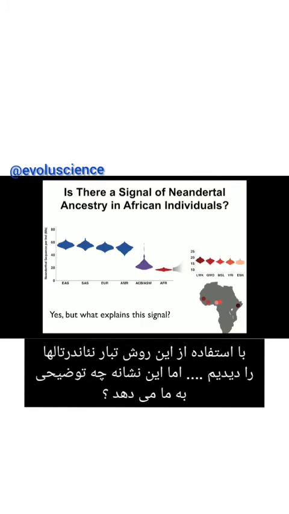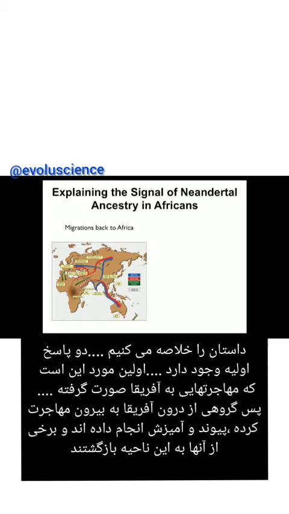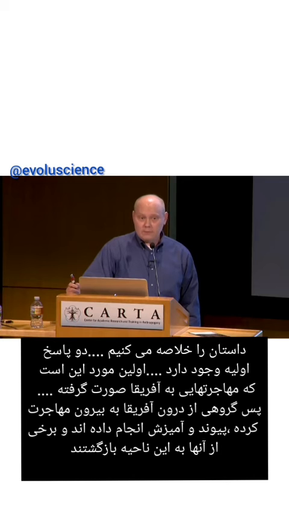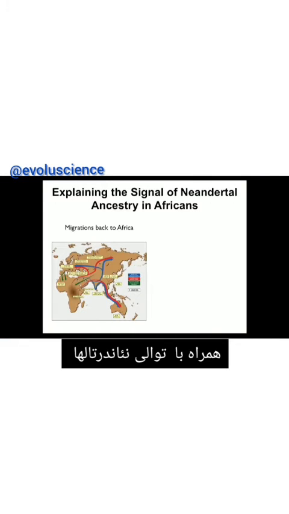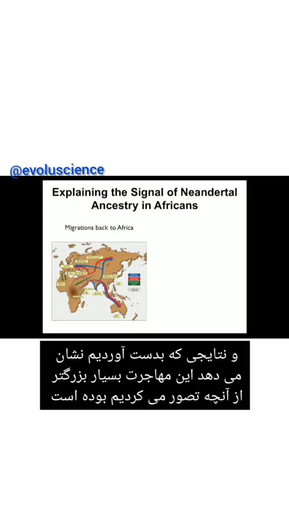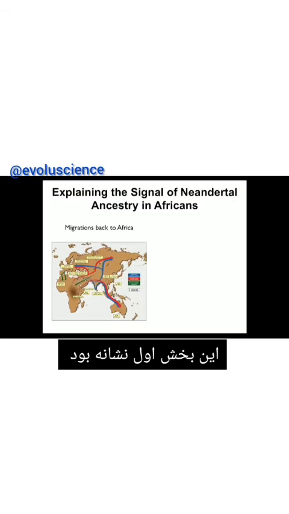So we do see Neanderthal ancestry using this new method, but what explains this signal? Well, to make a long story short, there's really 2 primary explanations. The first is that there were migrations back to Africa. So people left Africa in the major out of Africa dispersal, hybridized or admixed with Neanderthals, and some returned back to Africa carrying the Neanderthal sequence with them. And our results show that the amount of back migration has probably been much larger than we've previously thought. So that's one part of the signal.